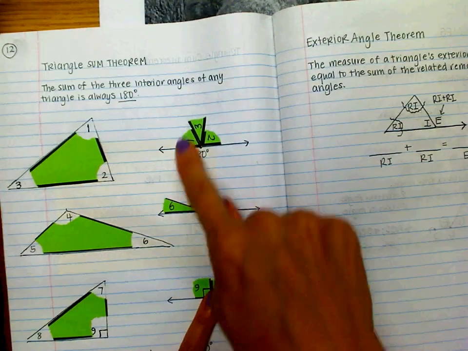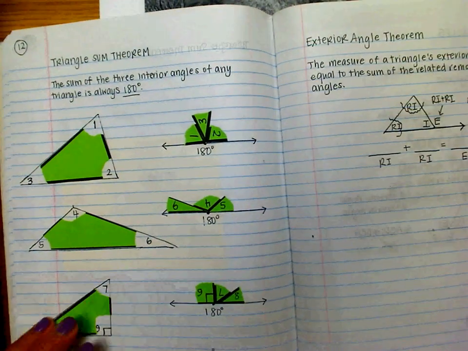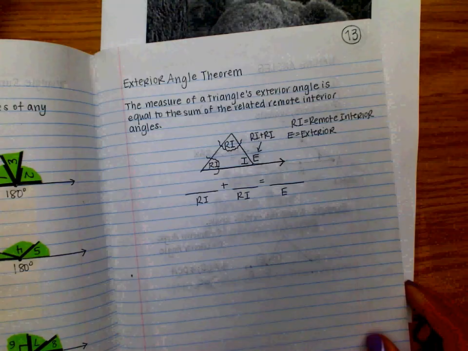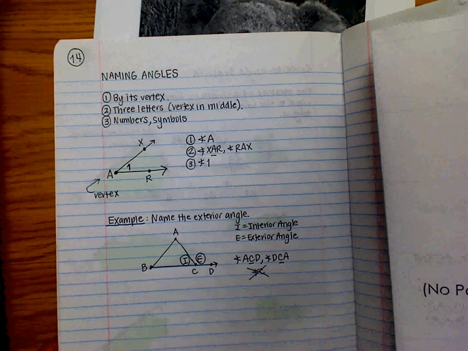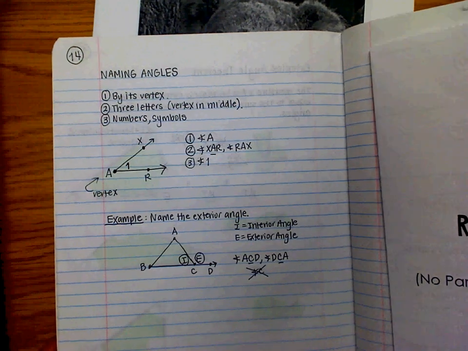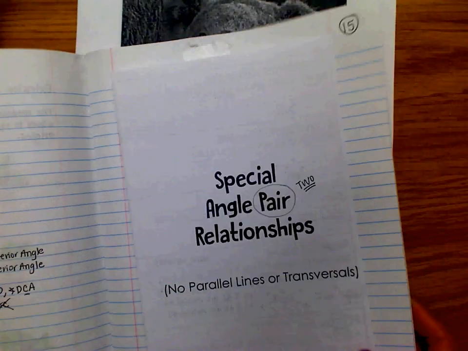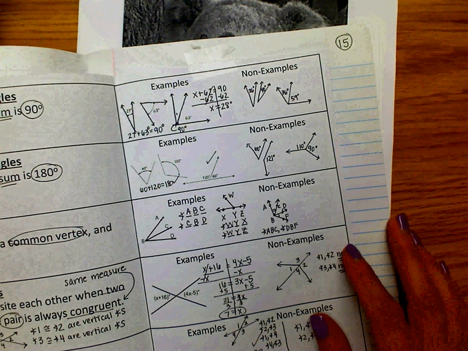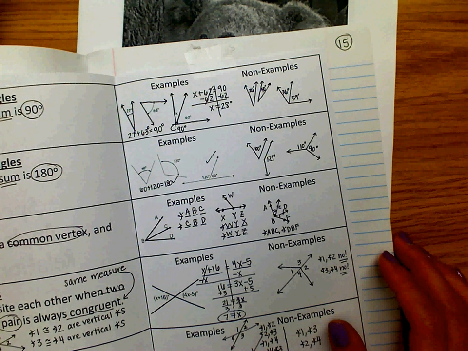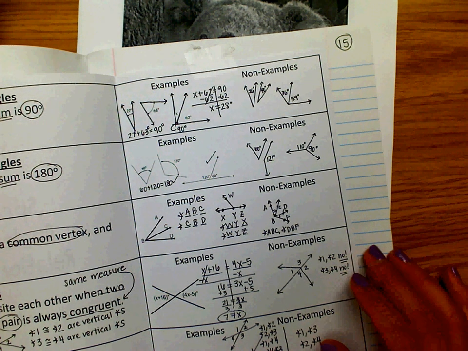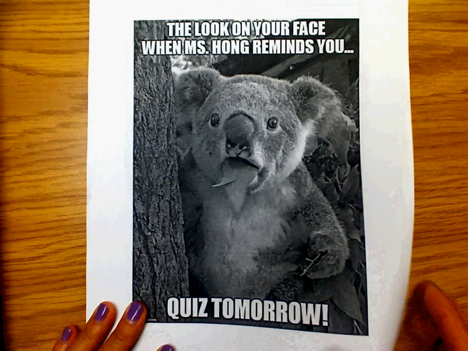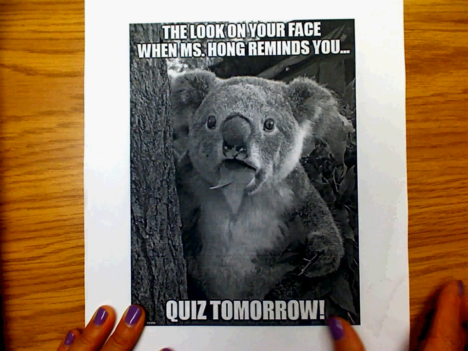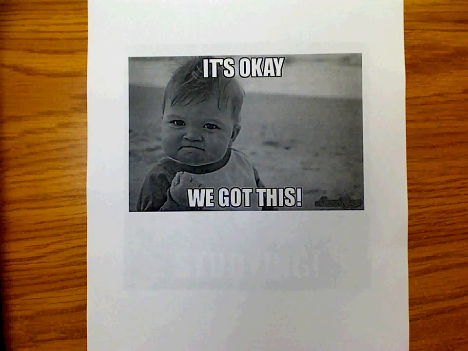Okay, so pages 12 here, and 13, and then also 14, which is naming angles, knowing how to name certain angles. Don't worry about page 15 yet. That is something that's just fresh on your brains now, so we will practice more with that, but don't worry about page 15. Okay, so really make sure that you practice and study.